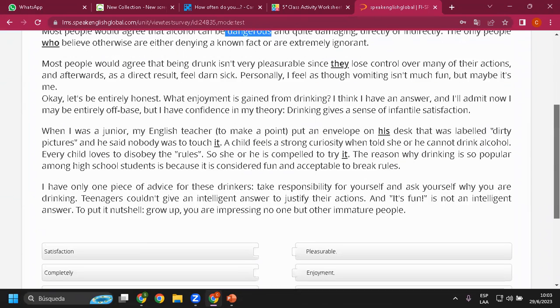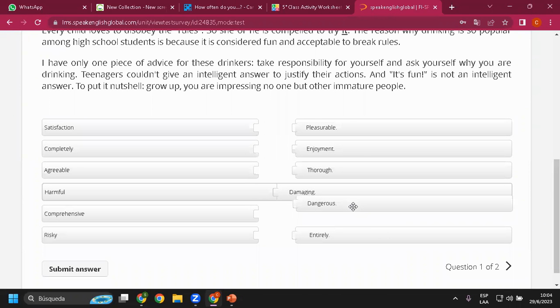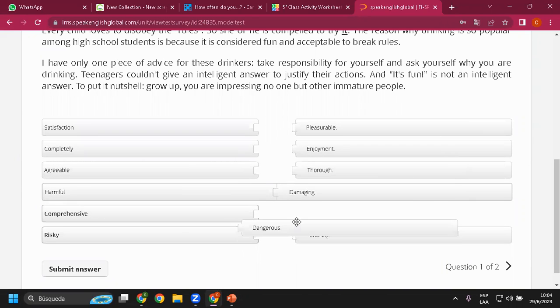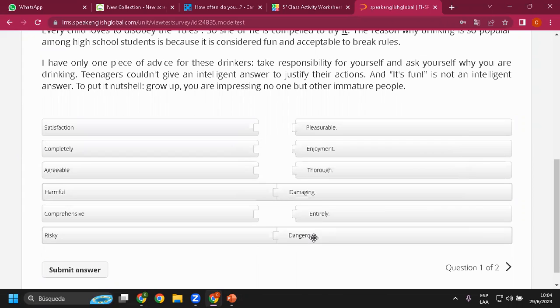For example, I have here dangerous. What is dangerous? Which word has a similar meaning to dangerous? Risky. Remember, you have to search for synonyms, that means the same meaning. So dangerous and risky, they are similar. So yes, we can match them. So that is what you have to do.